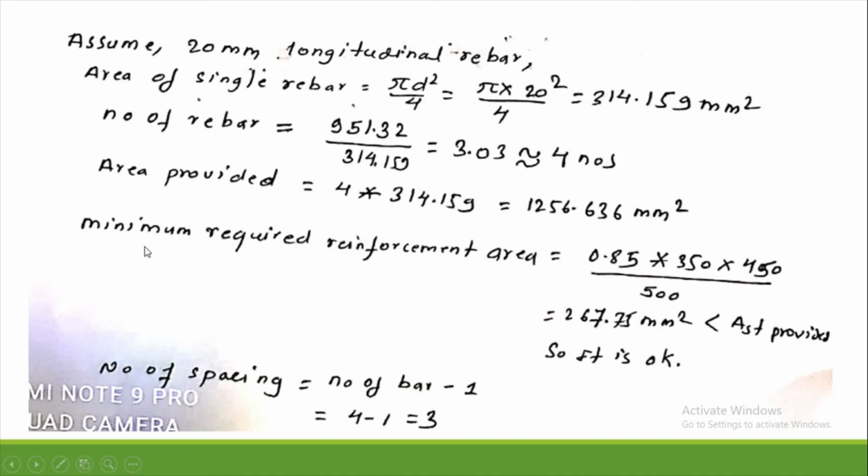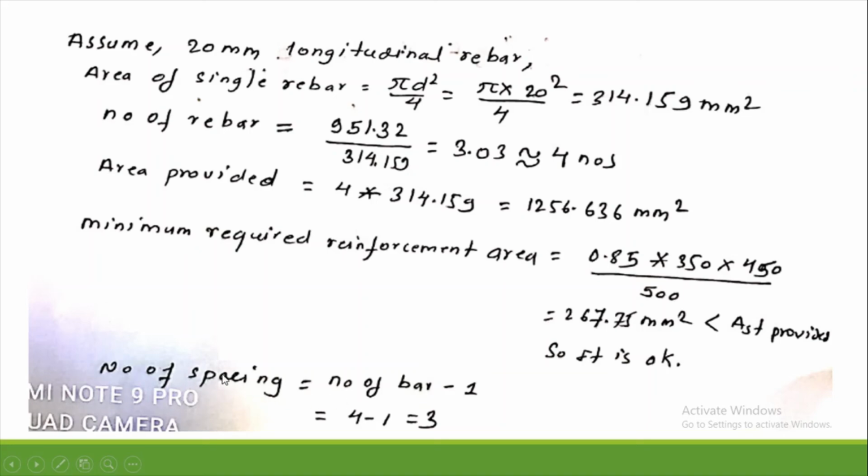Now let's check for the minimum required reinforcement area. We have one formula over here, 0.85 b into d effective, divided by Fy. By calculating this value, we are getting 267.75 mm square. This is the least area of reinforcement we need. We cannot take less than this area of reinforcement. We already have more than this area, so it is okay.